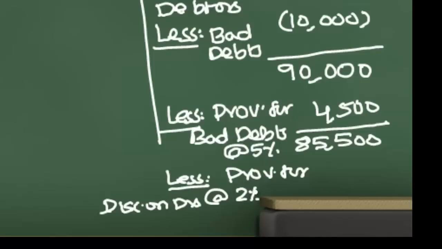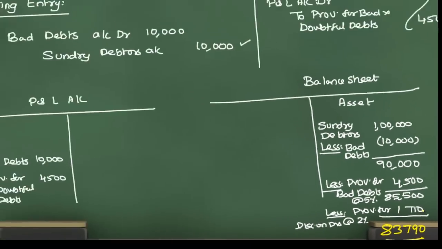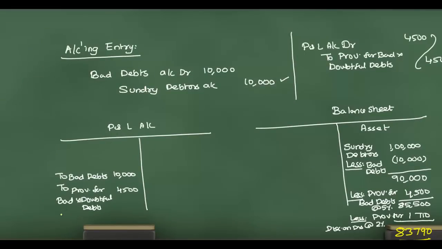So 85,500 into 2% is going to be 1,710. So the net debtors of the company is going to be 85,500 minus 1,710, which is going to be 83,790. So this is the net debtors for the company which they can actually get as cash. But what's going to be the other leg? We have just provided for one leg, that is, we have shown it as a deduction from sundry debtors. The other leg is it will find a place in P&L.